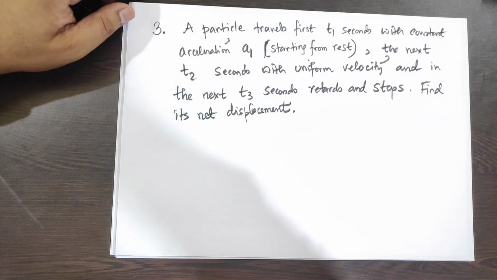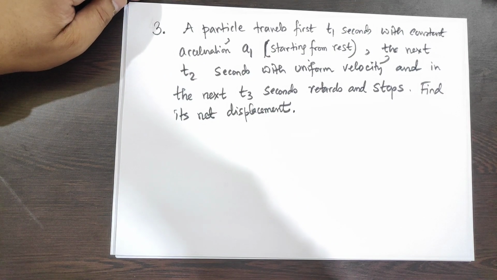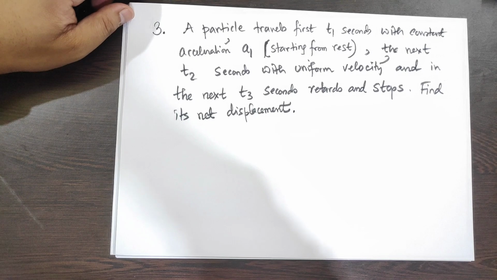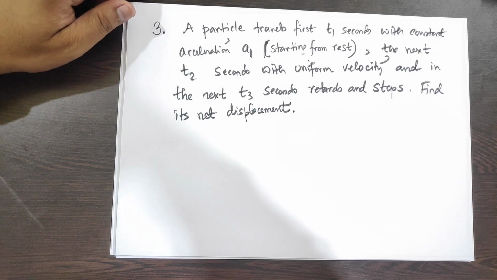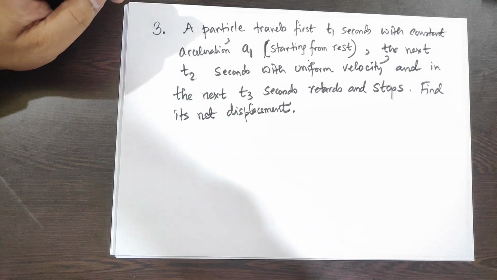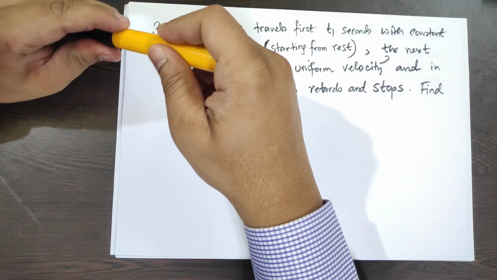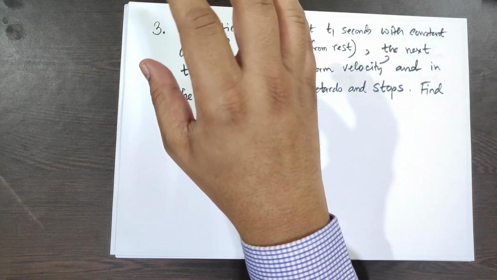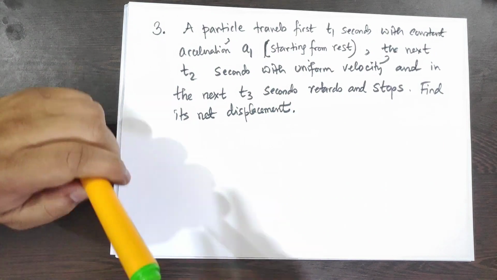Now let's look at this problem. A particle travels first t1 seconds with constant acceleration a1 starting from rest, the next t2 seconds with uniform velocity, and in the next t3 seconds retards and stops. Find its total displacement. So this problem, without using the equations, I will solve it by the graphical method.